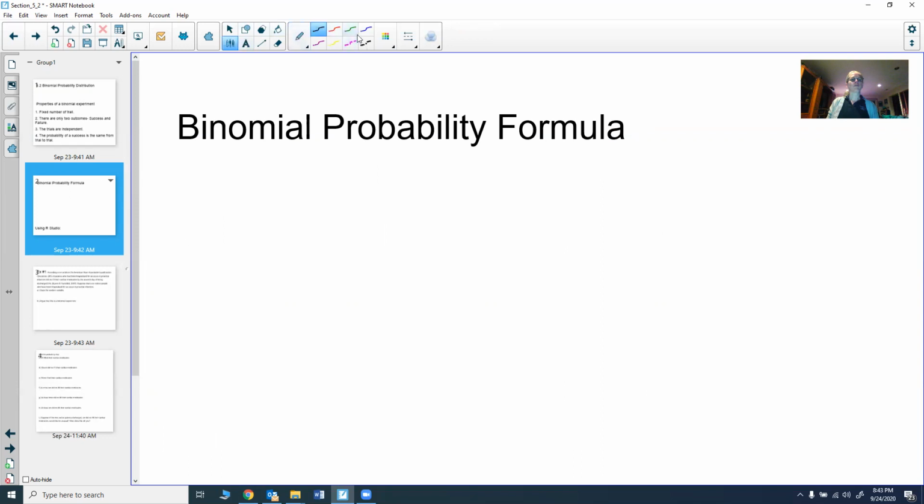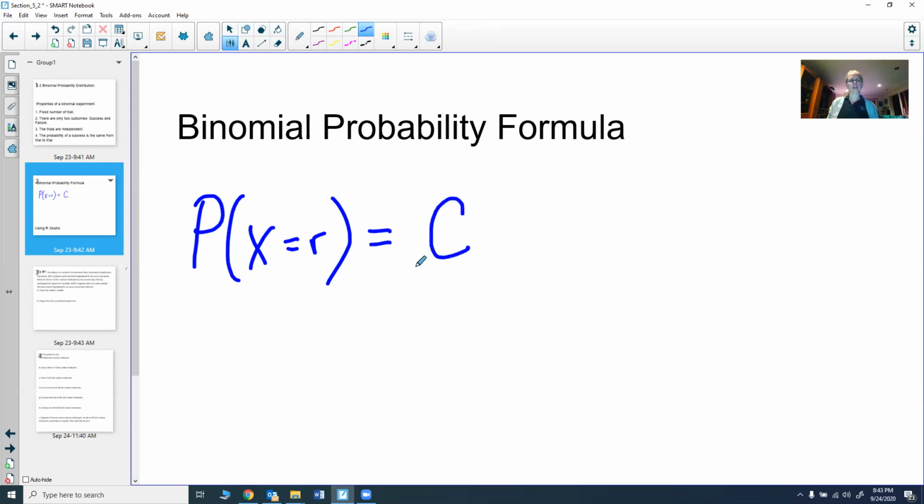And what the formula looks like is the probability of getting so many successes. So X is usually what we write for successes, and we want to say that equals R. And that's going to equal the number of combinations of N choose R, P to the R, and Q to the N minus R. So before you freak out, let's explain what all these things are.